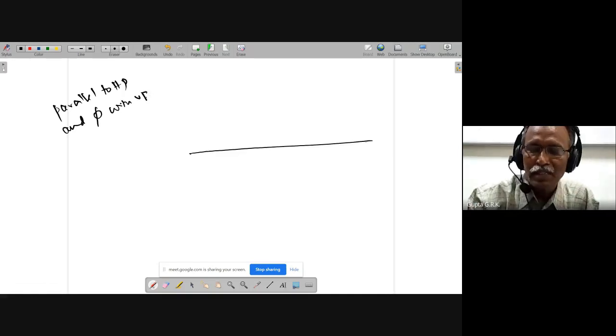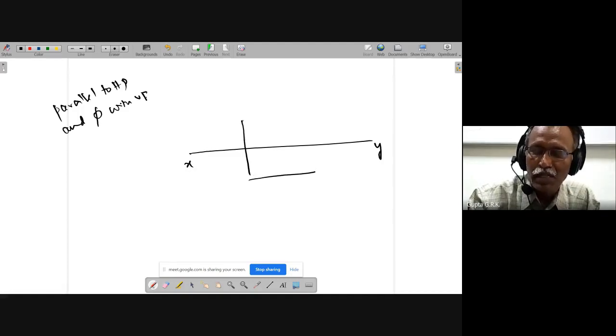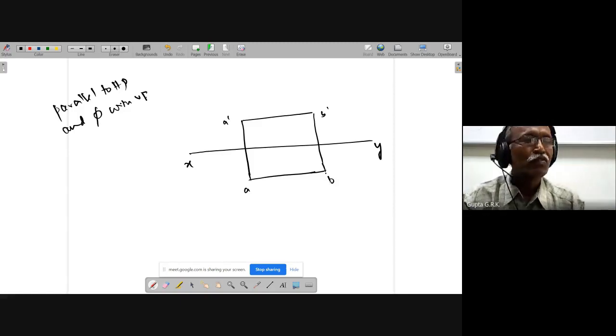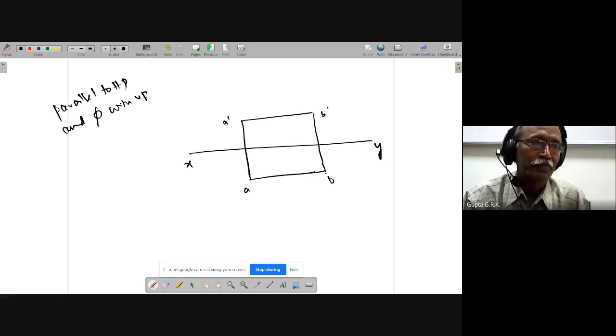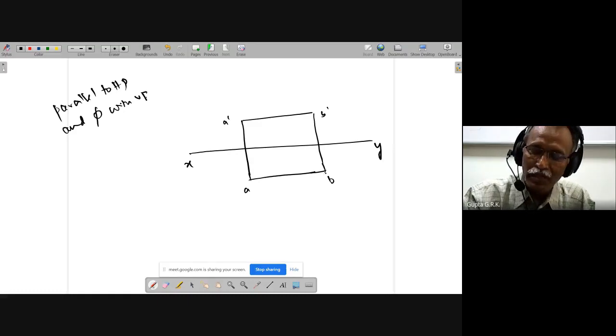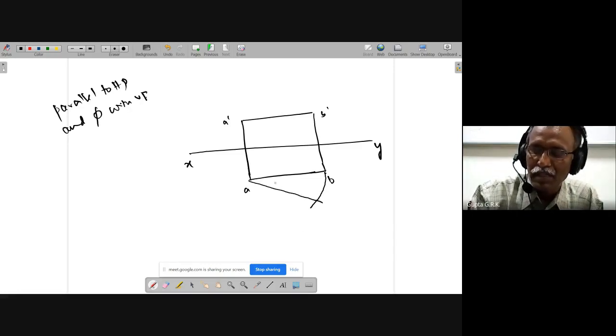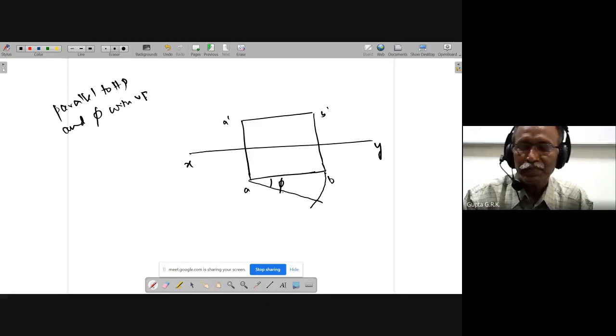So if I draw like this, XY. Initially assume it is parallel to both the reference planes. So this is A dash, this is B dash, and this is A, and this is B. Okay, so where will phi be seen? Below XY, in the top view. So this will be rotated like this, and this will be phi. This can be anywhere, it will be rotating.